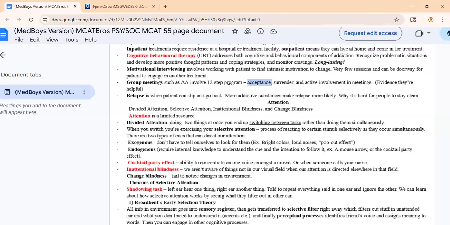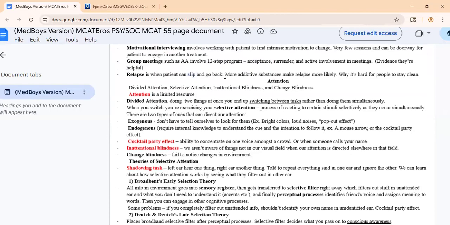They're called AA meetings. Relapse is when the patient unfortunately goes back to drugs, and it's more likely with a more addictive substance, because it's so hard for your body to stay clean, especially if you've been doing it for years. It becomes so much harder.